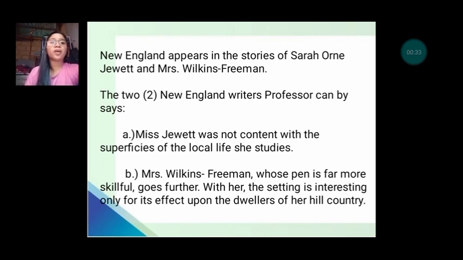Okay, so the two New England writers, Professor Canby says that Miss Jewett was not content with the superficies of the local life she studies. So you will find in the detailed description that Miss Jewett is not content with the local life. Letter B is Mrs. Wilkins Freeman, whose pen is far more skillful. With her, the setting is not interesting only for its effect upon the dwellers of her hill country. You can read in the detailed description that I will send the reason for her setting, which is that she was not mostly interested in the setting, but in its effect upon the dwellers of her hill country.